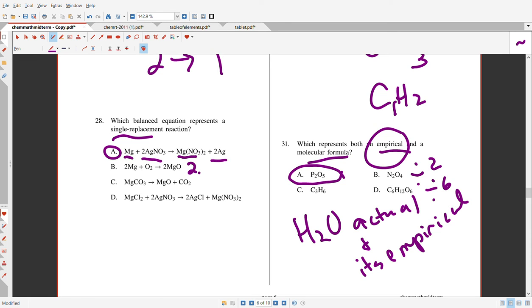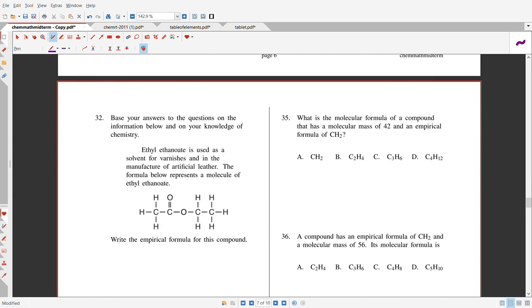This one is 2 going to 1. That's synthesis. 1 going to 2. Decomposition. These are all compounds. So it's double replacement. Because you're definitely going to get 1 or 2 of those.